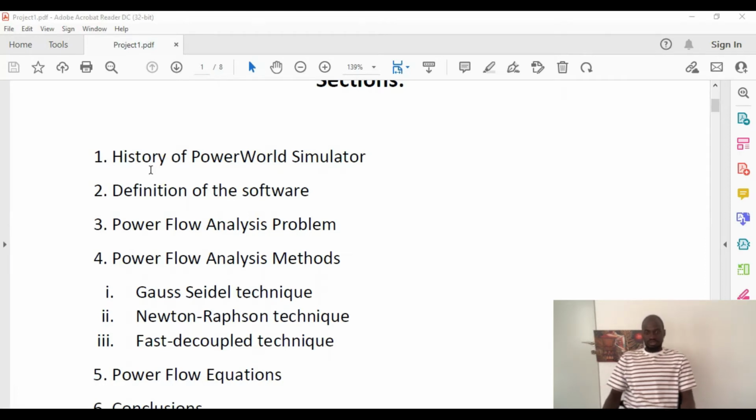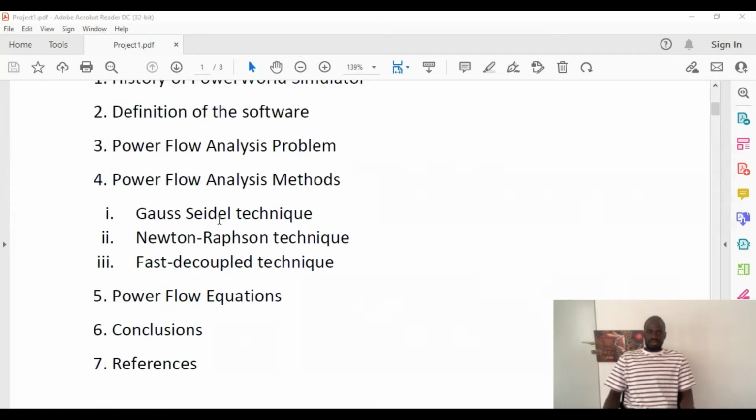definitions, and also we'll talk about the power flow problem and the methods to solve it. For those techniques, we'll be looking at the Gauss-Seidel technique, the Newton-Raphson method, and Fast-decoupled. Sometimes, to determine the bus types, we'll also discuss the Jacobian matrix, but not in this video, in the upcoming video. We'll also discuss the power flow equations and the conclusion. Then after, I'll put the references. Let's begin with the history.